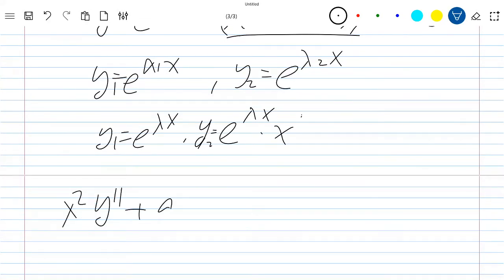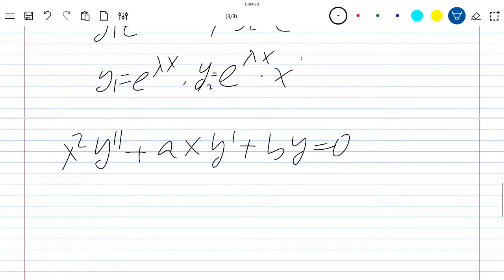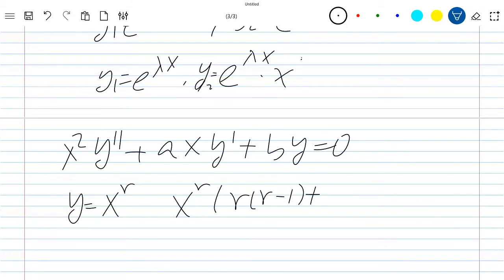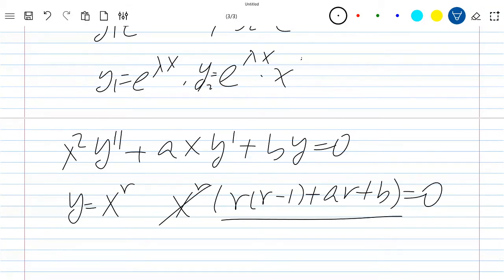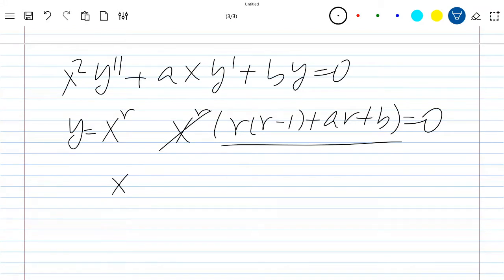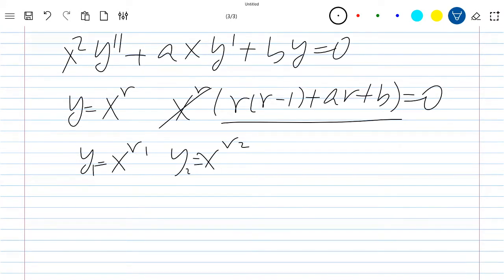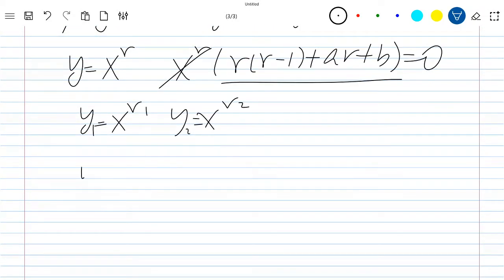the Euler equation. For this one, you let y be x to the r, a power function. Then you have r times r minus 1 plus a r plus b equals 0. And cancel x to the r. You solve for r, you get two solutions, x to the r1, x to the r2. That's your y1 and y2. Okay, very similar. And if r1 equals r2, then instead of times x, you times log x. All right, now let's go back to our general equation.